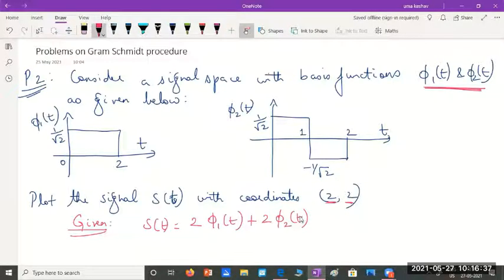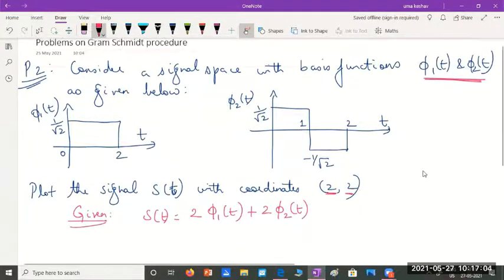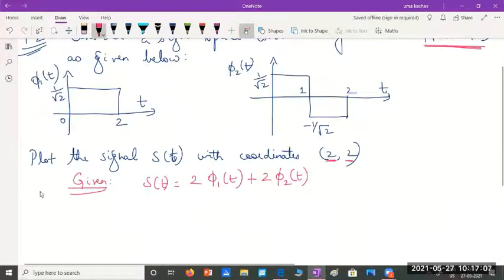So this is given. Now all we have to do is draw the signal. Here it's not the constellation, you have to plot the signal S of t. Since phi1 is known and phi2 is known, all I have to do is find 2 phi1 and 2 phi2 and add both to get the signal. So we'll do it geometrically, with phi1 of t as shown above.